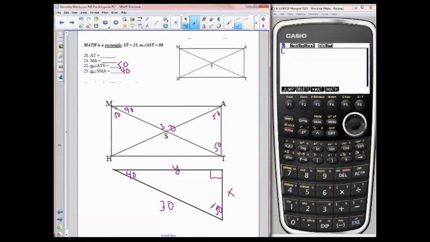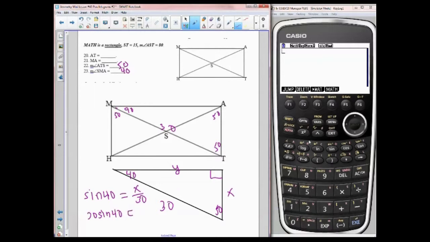So I'm going to look at my angle. I could do one of the others. It doesn't matter. I could do, let's take 40. I'm going to look at my angle. I have opposite and hypotenuse. That means sine. So I'm going to do sine of 40. Sine of 40 is equal to opposite over hypotenuse. Multiply by 30 on both sides, I get 30 sine 40 is equal to something.